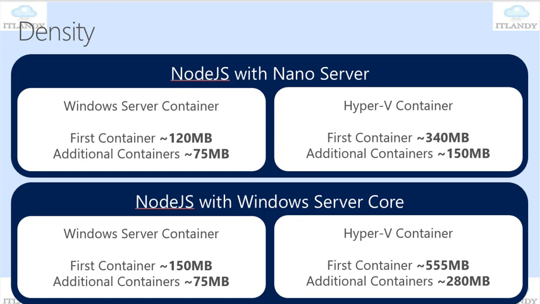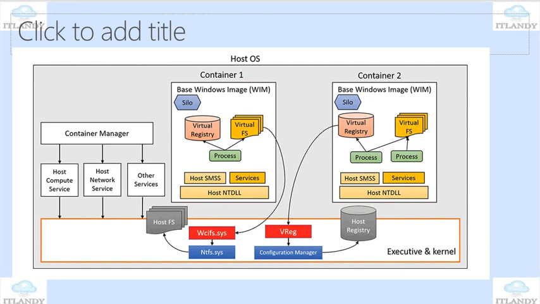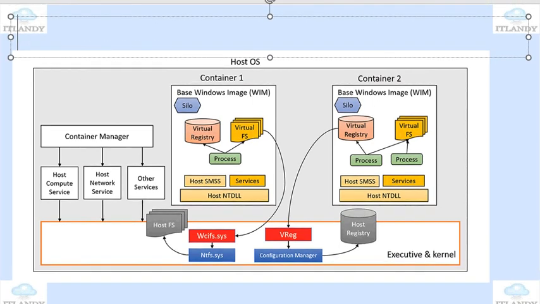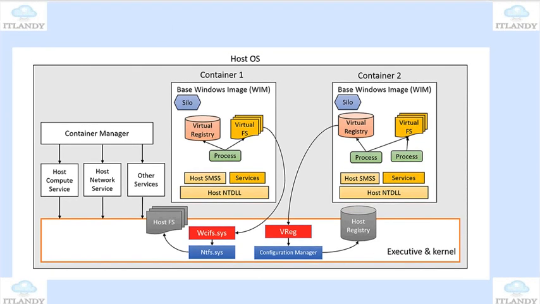Overall, how that will look like for us, something like this. We go the host OS basically in this scenario, and under the host OS, we have container 1, container 2. You can see the container manager, host compute service, host network service, other services. We have the WCIFS.sys, NTFS.sys, and configuration manager, and the host registry across. And then on the second one, we have the silo between virtual machine, registry, process, host, SMS, and then the kernel and executive files or SDKs.